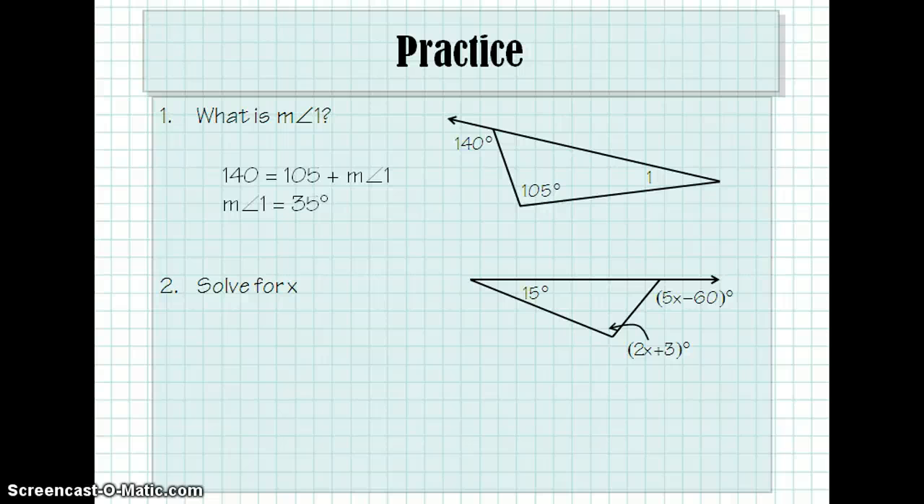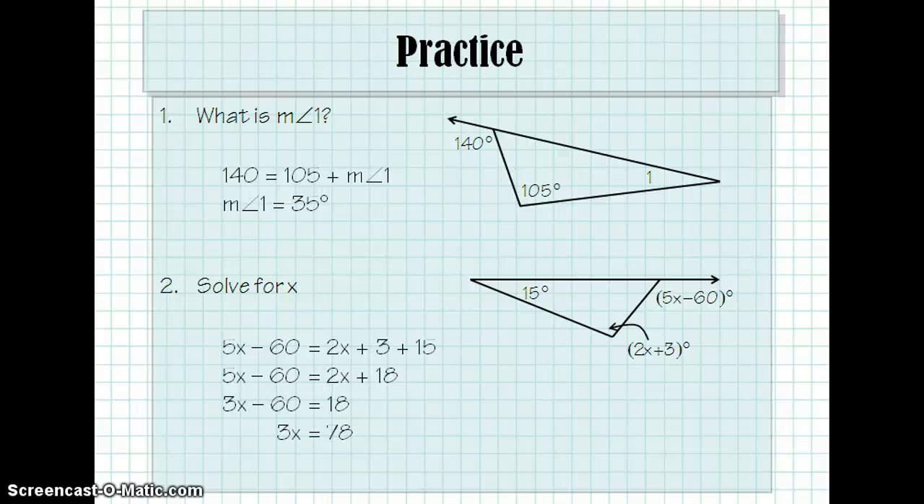Now something a little bit more complicated, because we're going to start throwing algebra in here, but it's the same idea. I'm trying to solve for x, and I've got two remote interior angles and an exterior angle. So I set it up the same way. My exterior angle is equal to the sum of my two remote interior angles. So I clean it up, move some stuff around, and I get x is going to be 26.